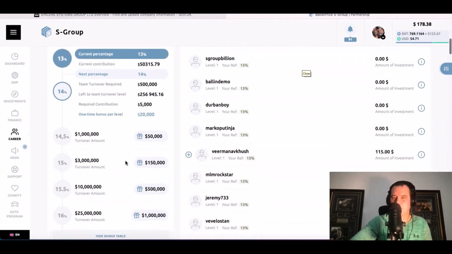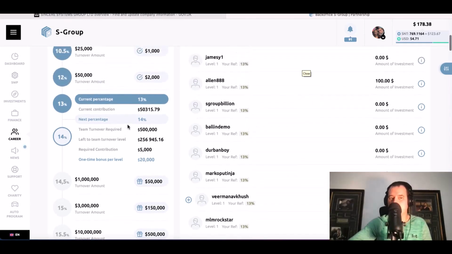It seems like this must be some kind of scammy thing if you don't understand how the company makes money, because now you understand the company makes millions and millions of dollars per month just from your investments, right? It's pretty crazy how they have this set up and how they can reward the people here, guys. If you look at this, I'm at 13% now.